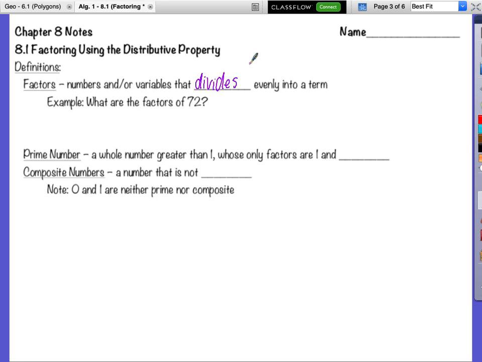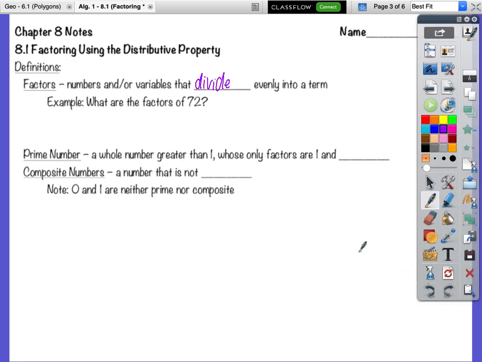Okay, so we can say that as slang, I'm okay with that, to say it goes into this. But for this definition, let's make sure we use the math word there. So factors are numbers and or variables that divide evenly into a term. That should be divide, not divides, excuse me.